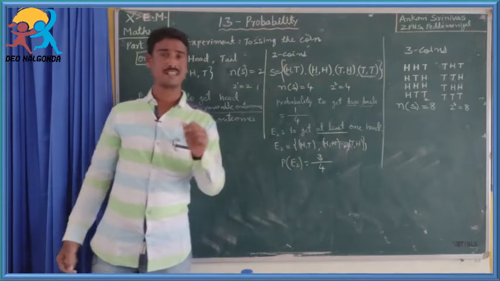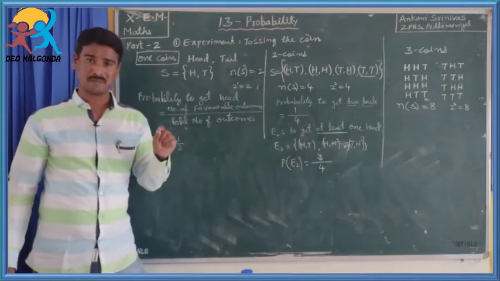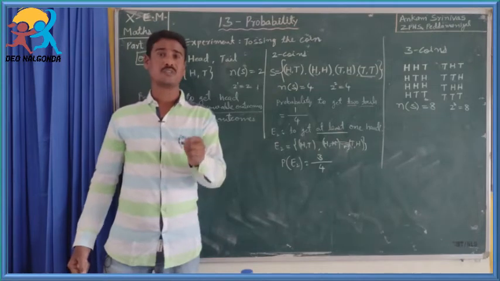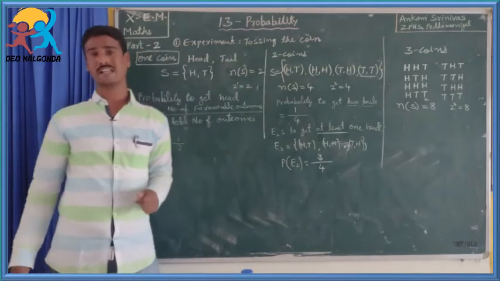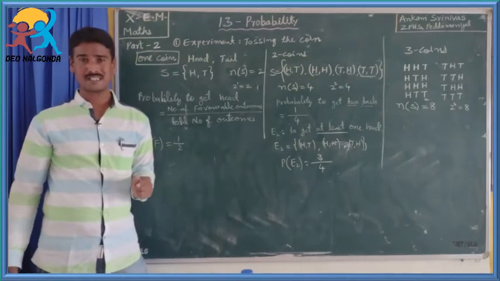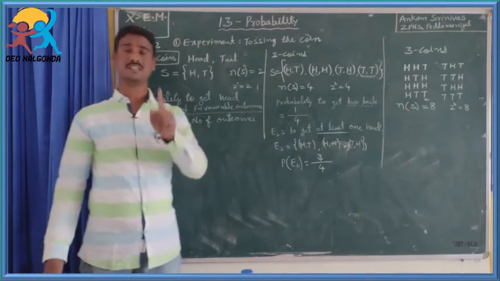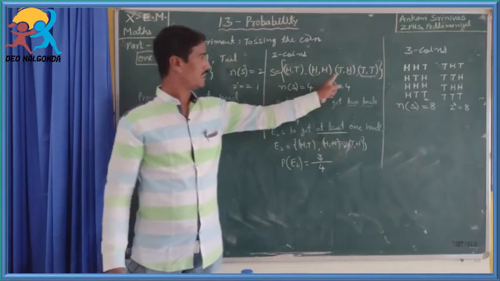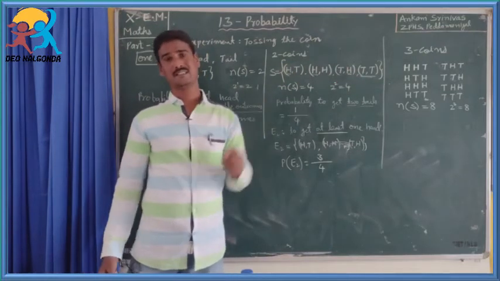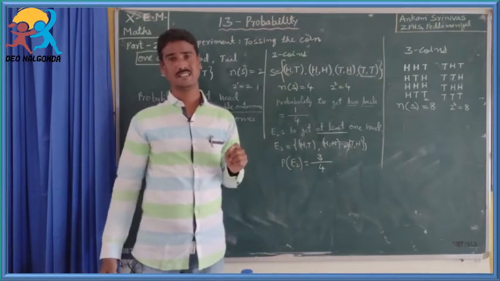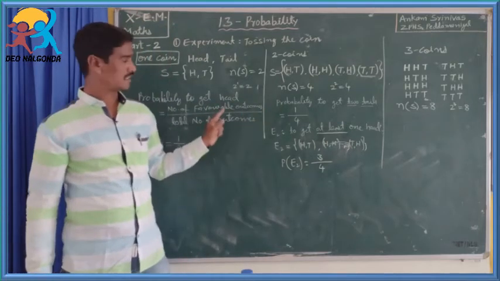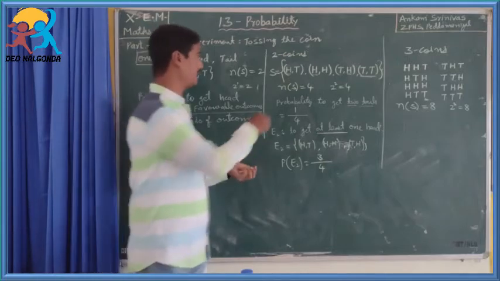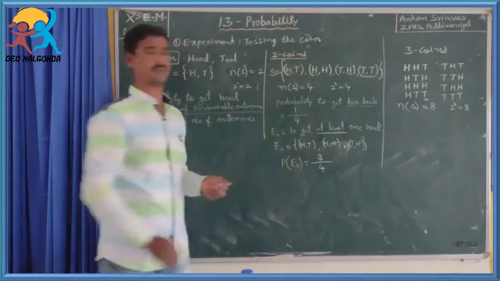Now, can you give the answer? What is the probability to get at least one tail when two coins are tossed at a time? What is the answer? Yes, 3 by 4. What are they? H comma T, T comma H, and T comma T. Very easy. So like this, we can get the application when tossing two coins at a time in this experiment.